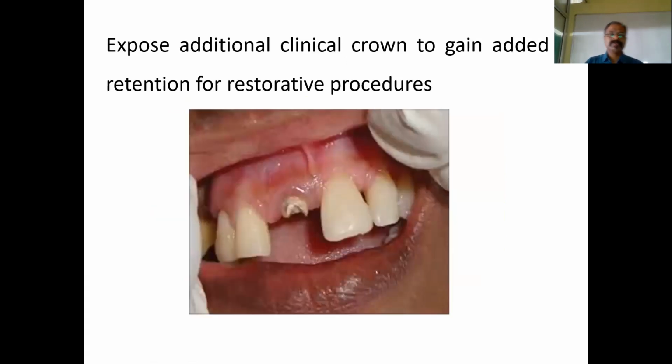Another indication is to expose additional clinical crown to gain added retention for restorative procedures. Here there is a clinical situation where a crown has been badly broken down, and there is no tooth structure here. Obviously you cannot go in with a restoration unless you gain more tooth surface for your crown preparation. So here we are going to do a gingivectomy procedure to expose more tooth structure so that you will be able to do a proper restorative procedure.